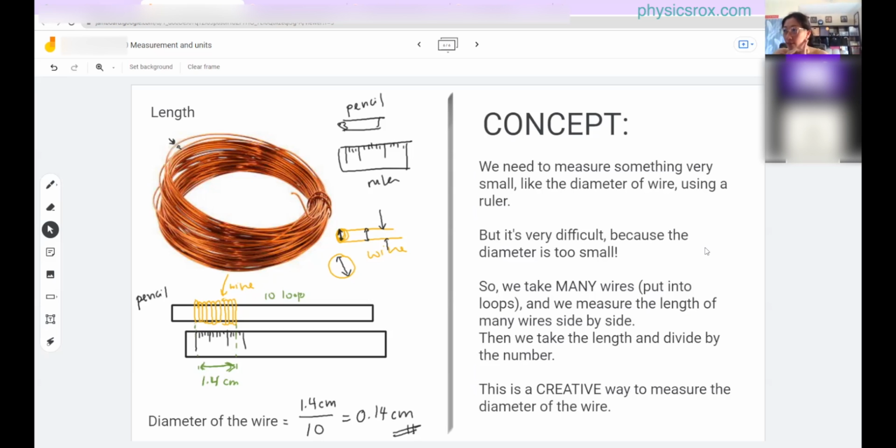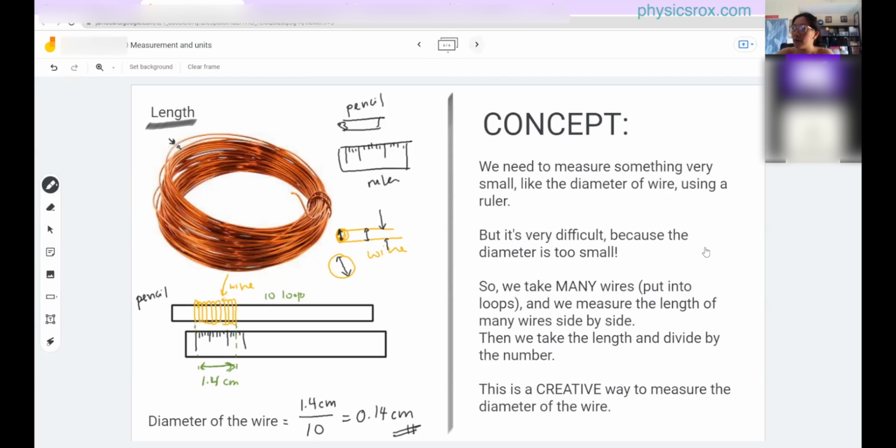So this is one example where we want to measure length of something. Well, length in this case is diameter, not length. But we are still measuring, and you can think of it as, oh, we're measuring the length this way, not this way. We're measuring the length this way, which is the diameter.